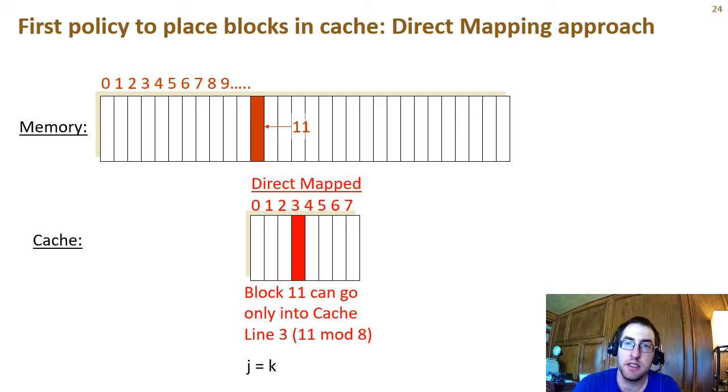So in this case, the number of bits of the index j is equal to that exponent in the number of blocks of the cache k. So j is k.